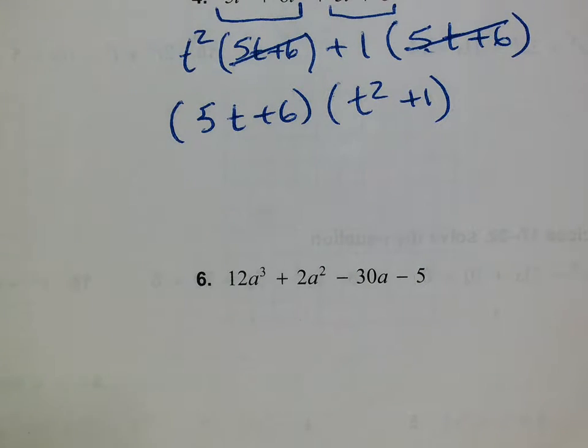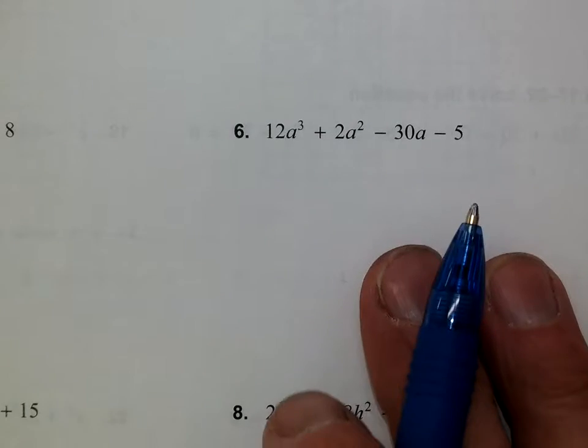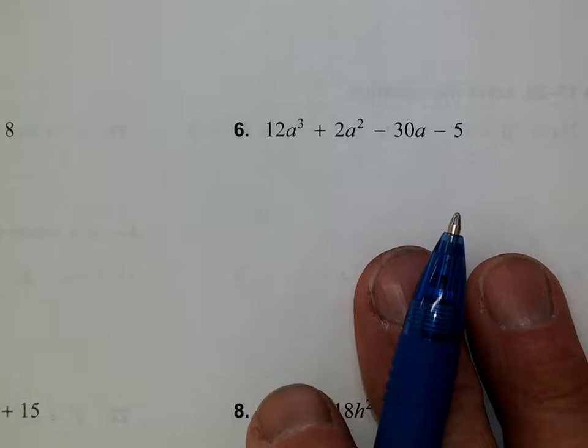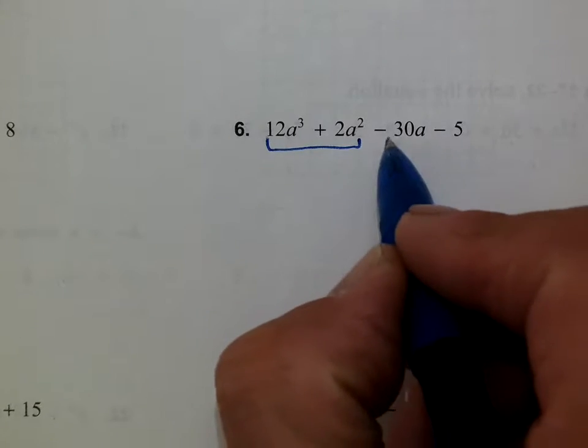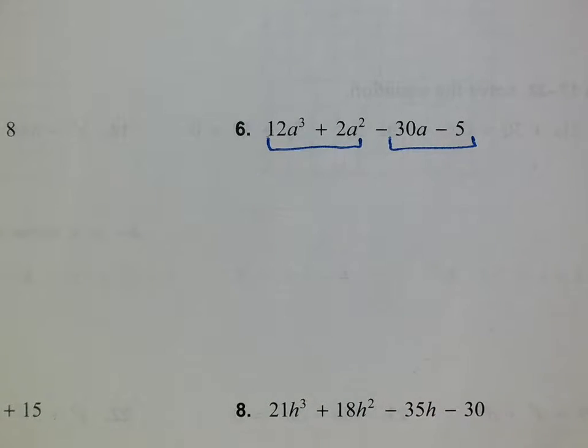So let's check out number 6. So again, 4 terms, pair them up. Let's put these 2 together and these 2 together. And sometimes we can rearrange them. If you don't like those 2 together, you can rearrange them with 2 others together. But you definitely want to pair them up.